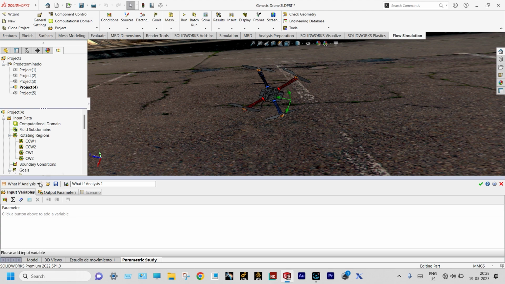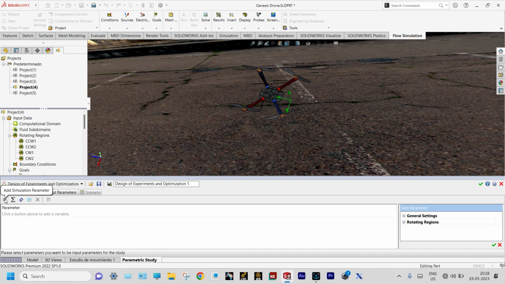And from here, we need to select design of experiments and optimization. And we need to provide input variables or the data from here itself. The data can be obtained from these general settings or from rotating regions, right? That means the velocity of the propellers can be selected, or from general settings, we can change the initial conditions. Let us consider rotating regions.